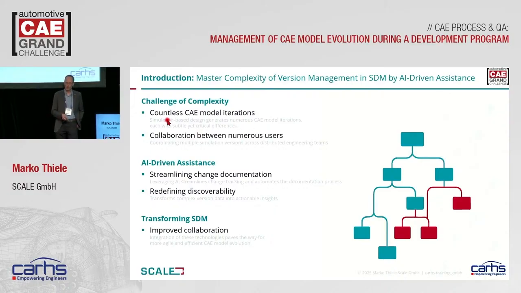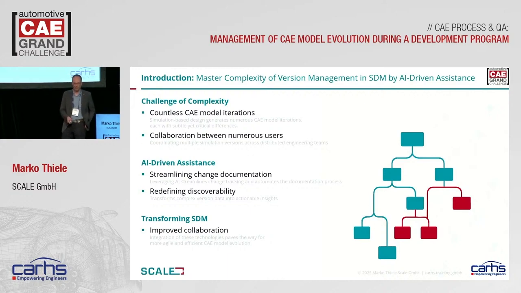But not only do you have these countless CAE model iterations, you also have a collaboration between numerous users. They may even be spread worldwide. So we saw that also on the slide of Mr. Pohl, where they have locations all over the world, and the work of these engineers has to be coordinated. Or Mr. John also reflected on that, where they use Git to actually synchronize the data between the different persons that are working with that. So that is the complexity in an SDM system, where you have to actually keep all those versions.